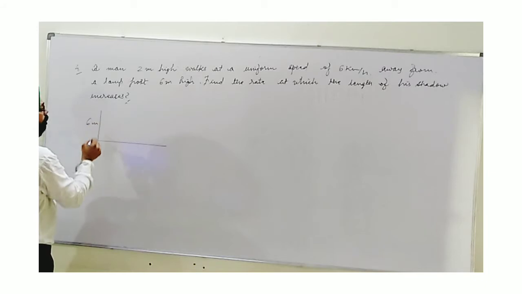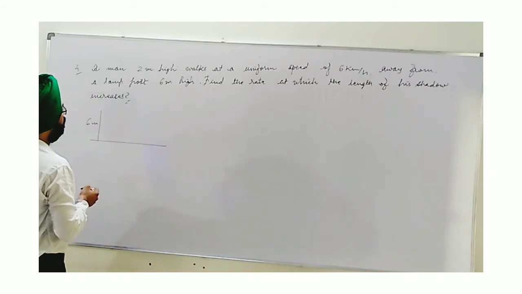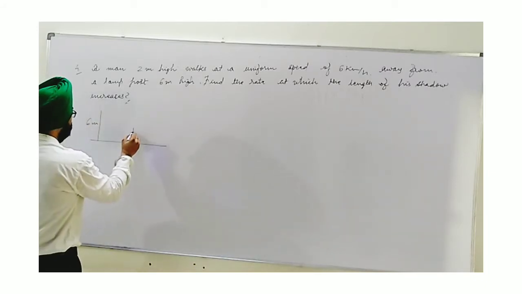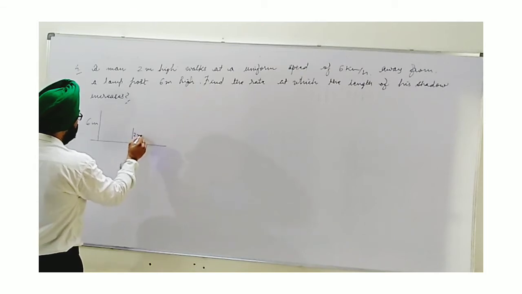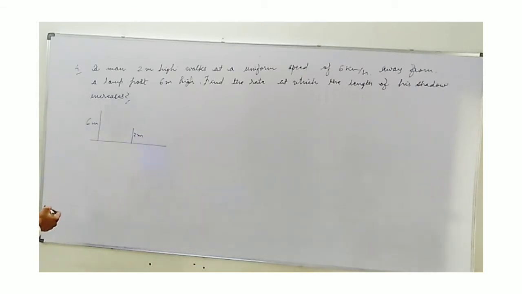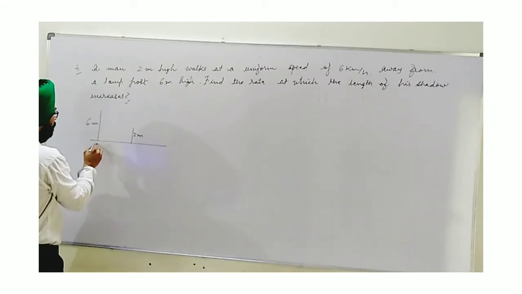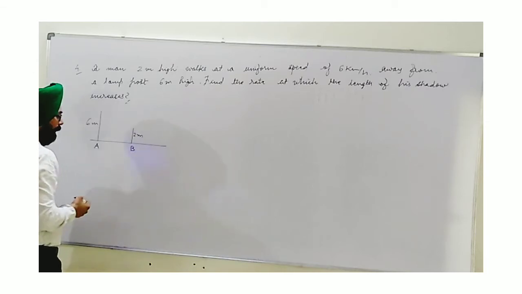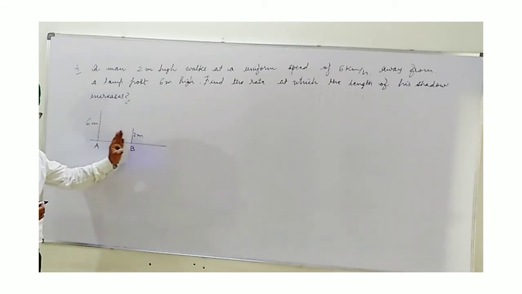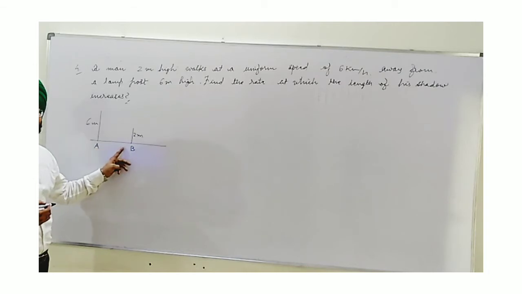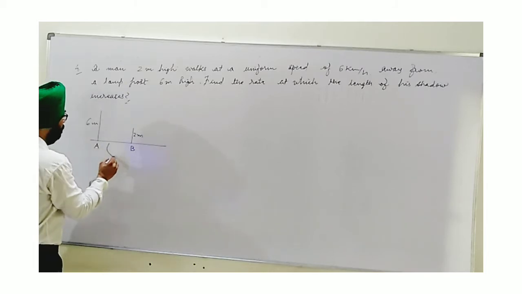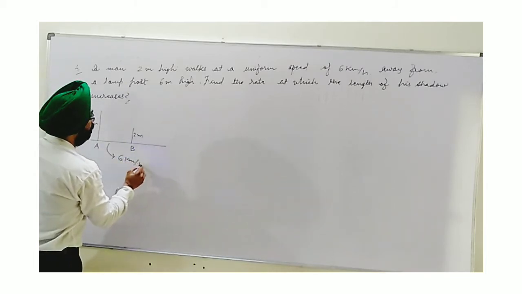Lamp post 6 meter high is given. And we are told that a man 2 meter height, the man also we will consider in the form of a vertical line. This is moving away from the lamp post at a speed of 6 km per hour. So if I consider this point to be A, this as B, you can see if a man goes away from the lamp post, it means AB is increasing. Distance AB is increasing, at a speed of 6 km per hour.